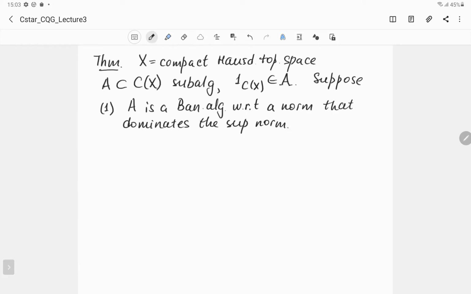In other words, it can be strictly stronger than the supremum norm. A typical example is the algebra of continuously differentiable functions on a closed interval. So its canonical norm is strictly stronger than the supremum norm. And A satisfies this condition 1. Condition 2, A separates the points of X.